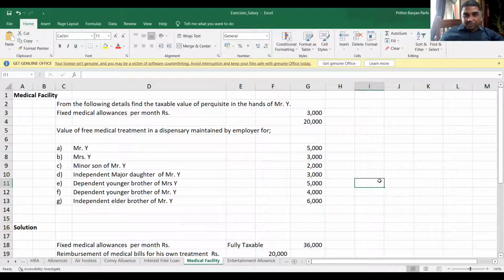Will dependents be allowed or not? Exempted or not? Dependent brothers and sisters: if facilities are provided to them, that can be exempt. The dependent younger brother, the dependent elder brother. Now have a look at this solution.